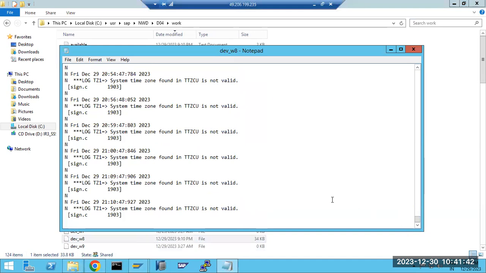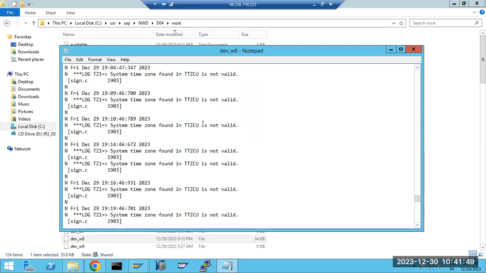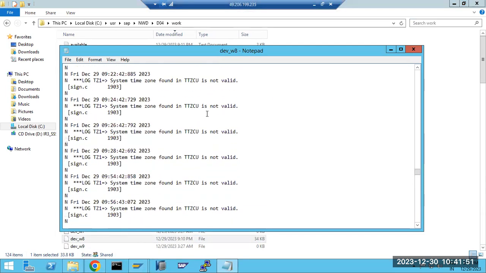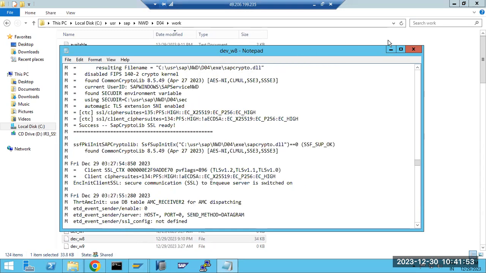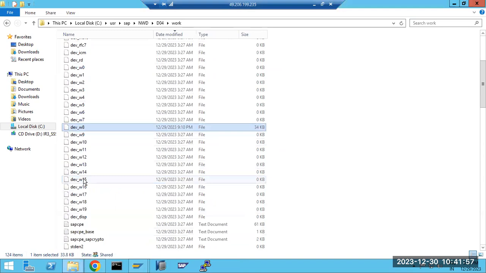You can check the log file here to see what is happening. The message I can see here is that the system time zone is not found in the system. Like this, we can check the logs of all the messages and everything here.